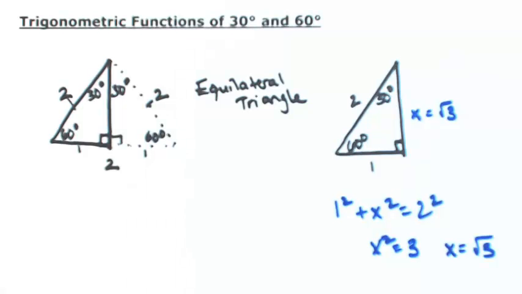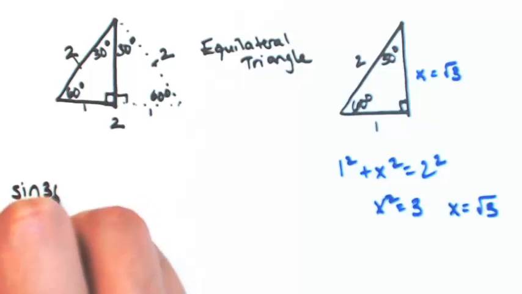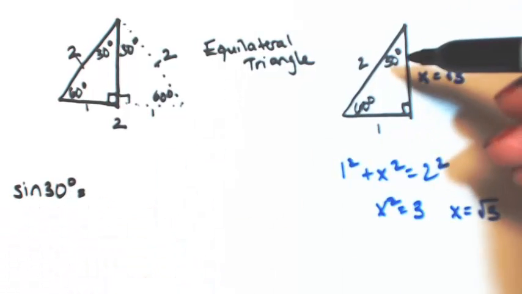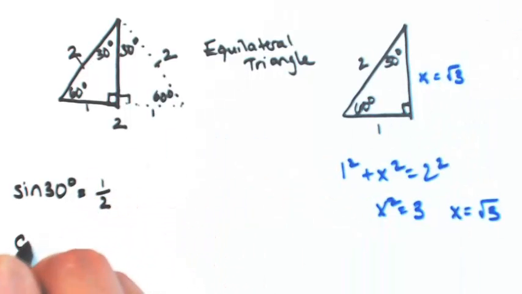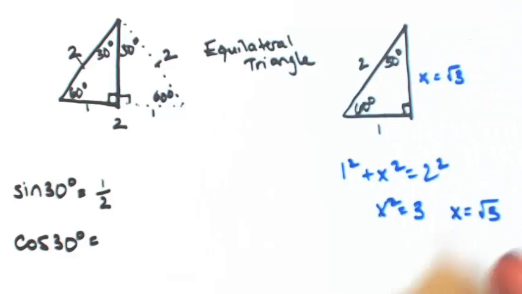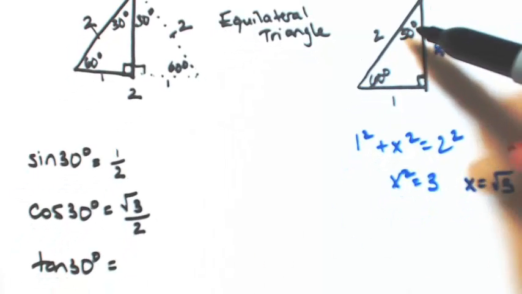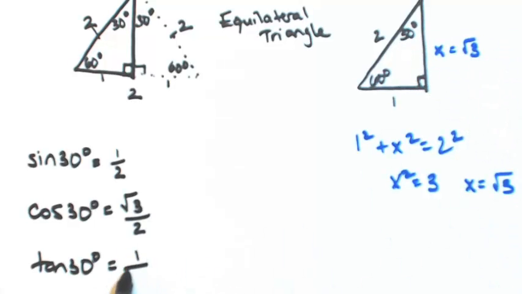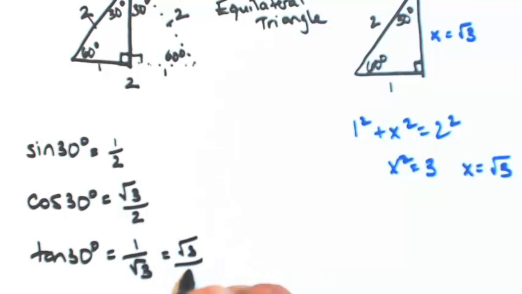So we can find all 6 trig functions of, let's start with maybe the 30 degrees. So the sine of 30 degrees is opposite over hypotenuse, so 1/2. Cosine of 30 degrees, adjacent over hypotenuse. Tangent of 30 degrees, opposite over adjacent. Multiplying top and bottom by the square root of 3, we get square root of 3 over 3.